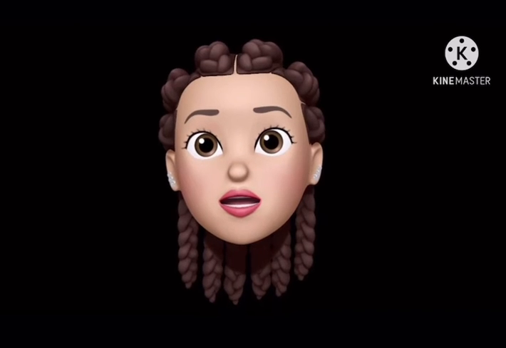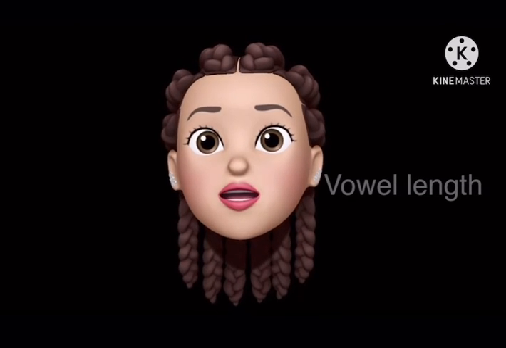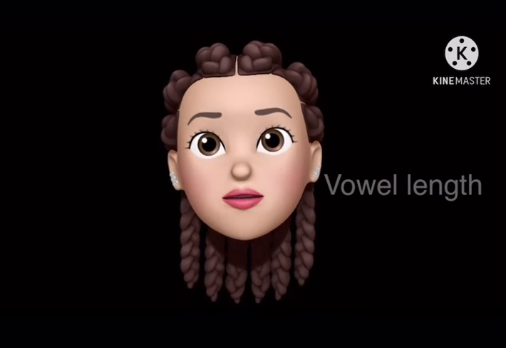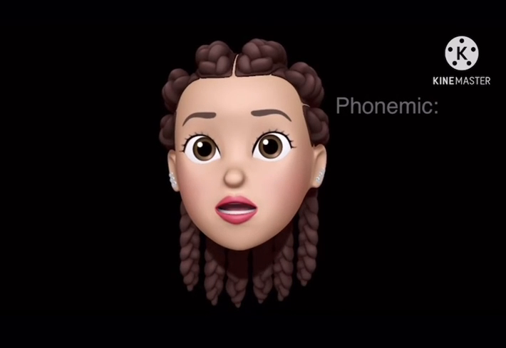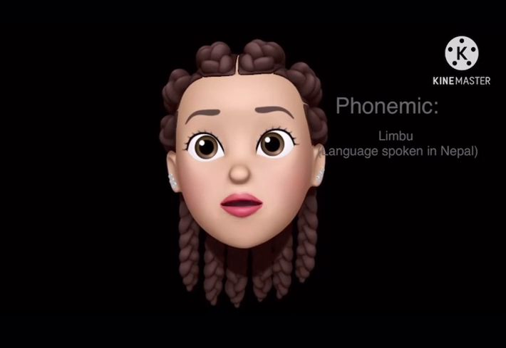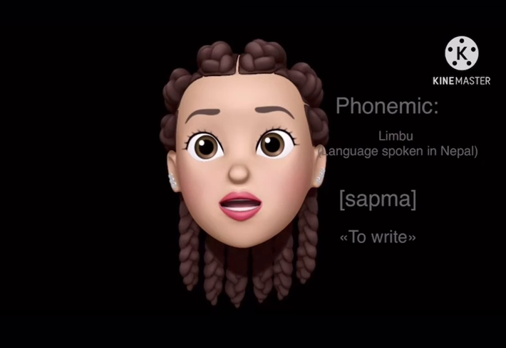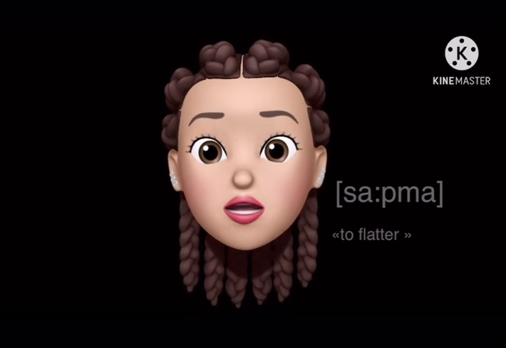The last thing that I will mention is vowel length. Vowel length is another example of vowel allophones in English. In many languages, vowel length is phonemic, like in Limbu, which is a language spoken in Nepal. For example, if we said sabma, it means to write, but when we said sabma with a different length, it means to flatter.